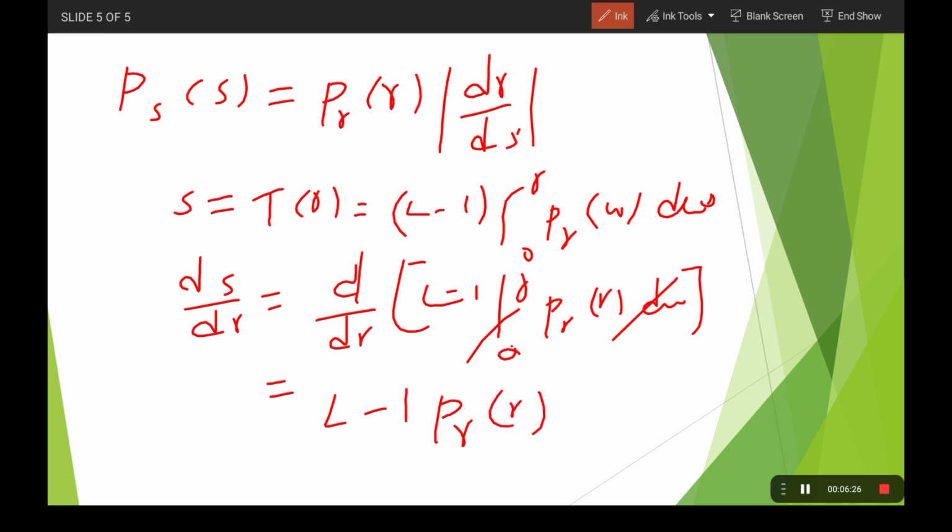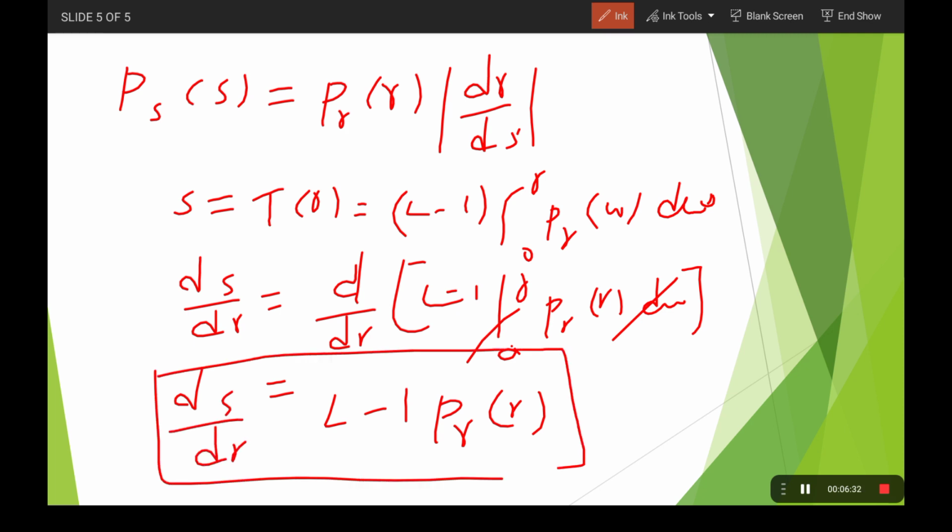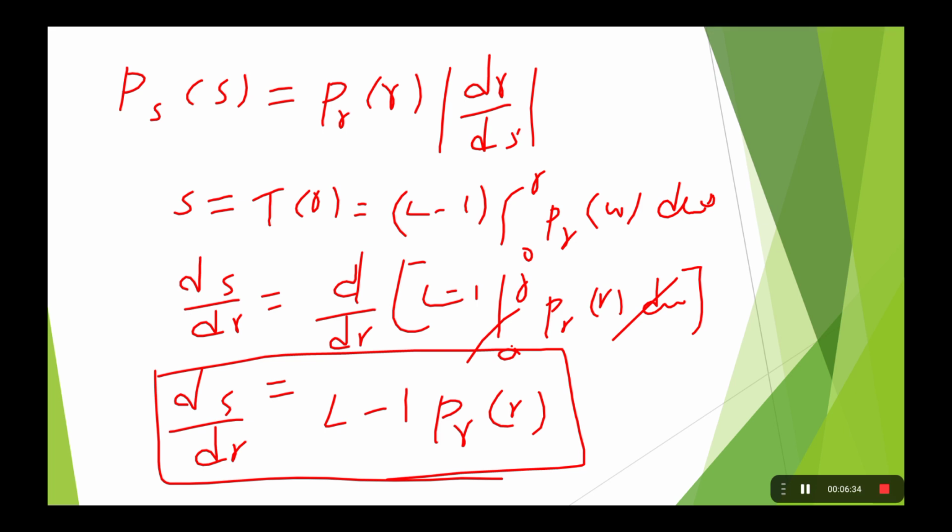This is the equation for ds by dr. Okay, this is the equation for ds by dr.